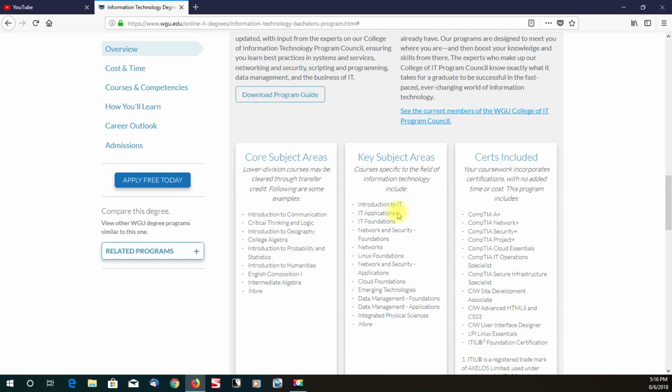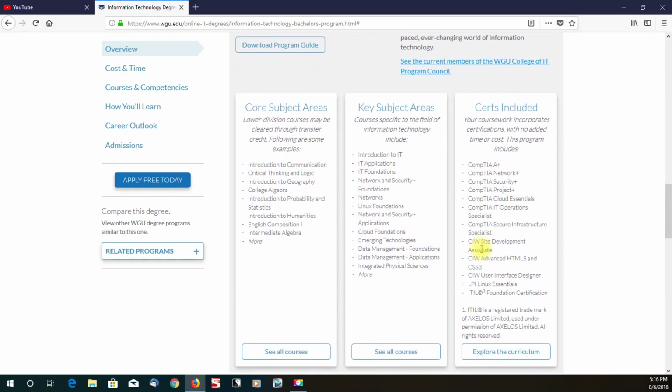But the thing that really caught my eye, besides the price, is the certs that are included with this degree plan. As you can see, you got things like CompTIA A+, CompTIA Network+, CompTIA Security+, CompTIA Project+, basically in a nutshell, a whole bunch of CompTIA certs, as well as some web development certs like the CIW Site Development Associate and the CIW Advanced HTML5 and CSS3. You also get some Linux LPI Essentials certification, as well as the ITIL Foundation certification, which I think is real good.